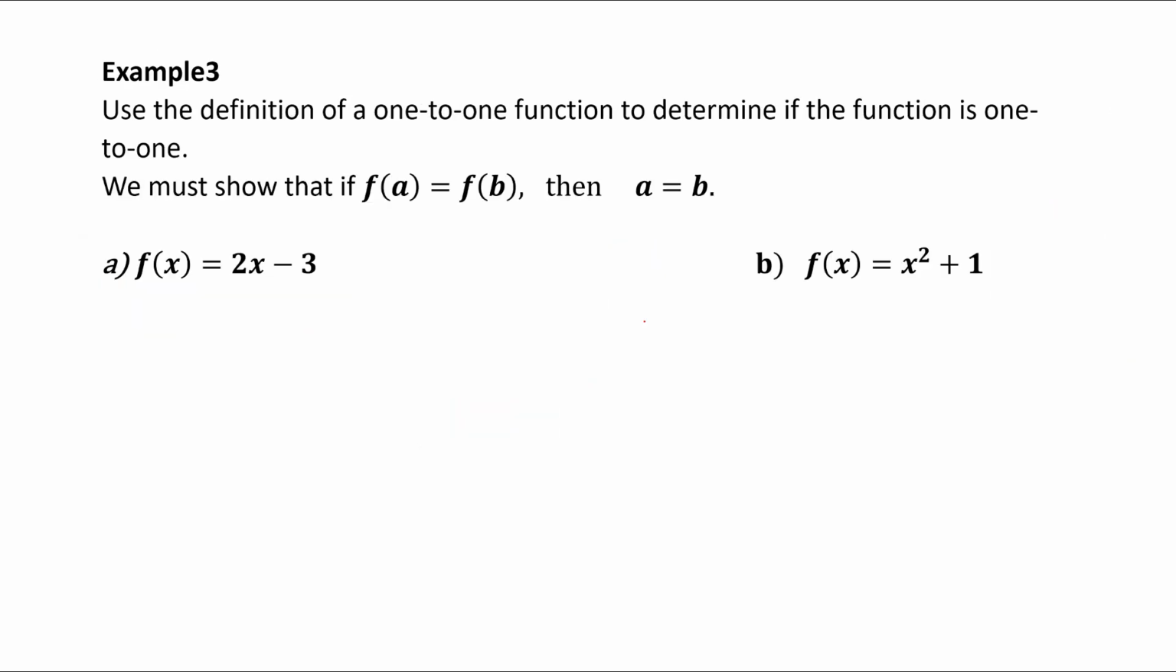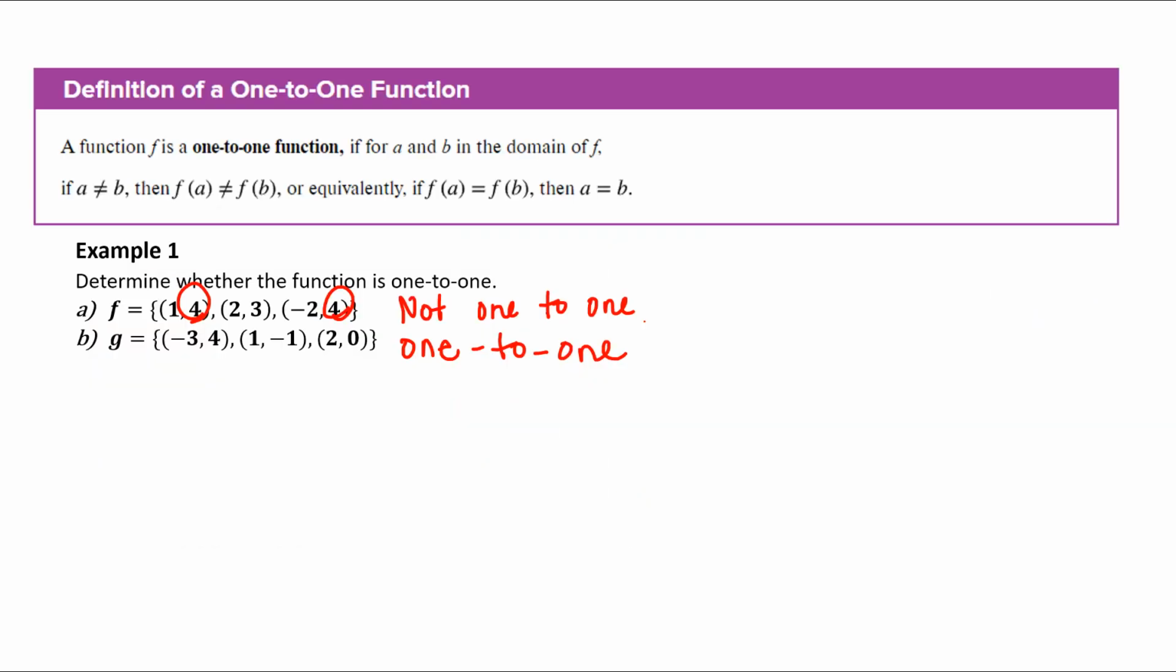Okay, so we're going to use the definition of a one-to-one function to determine if the function is one-to-one. To use the definition, what we do is we say, okay, if f of a were to equal f of b, does that mean that a equals b? Because that's what the definition says. If we go back here, it says for a one-to-one function, if a does not equal b, then f of a does not equal f of b, or equivalently, if f of a equals f of b, then a has to equal b, or it's not one-to-one.